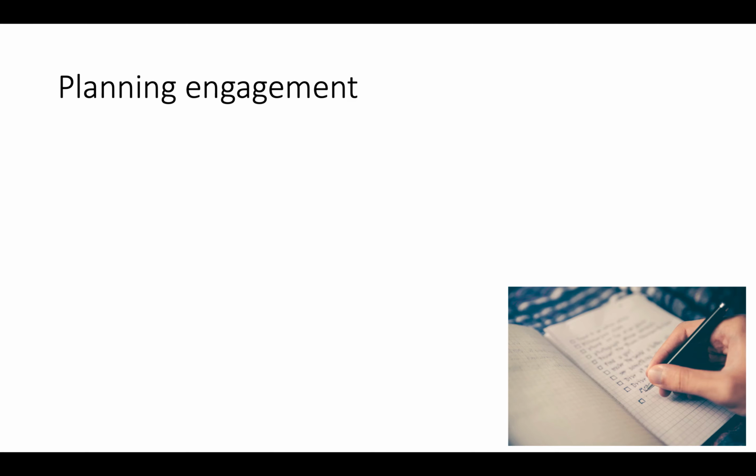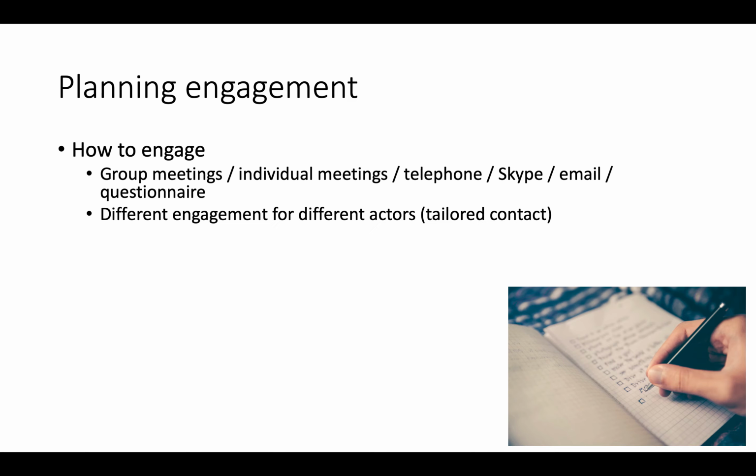So once we've decided these things, we need to plan our engagement carefully. We need to think about how we're going to engage during our review. Is this going to be via group meetings, or maybe meeting people individually? Perhaps we want to have telephone conversations with certain stakeholders, or Skype or remote meetings. Perhaps we want to communicate with them by email, or perhaps we want to have a questionnaire that we ask them to fill in. We might also want to choose different methods of engagement for different actors doing different roles in our review. This kind of tailored contact.